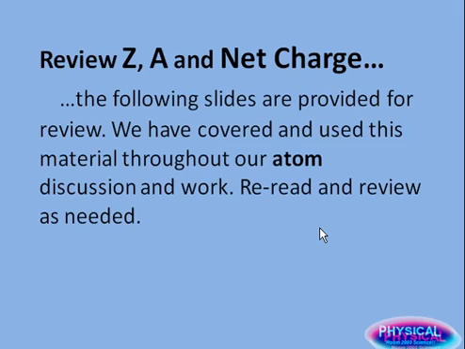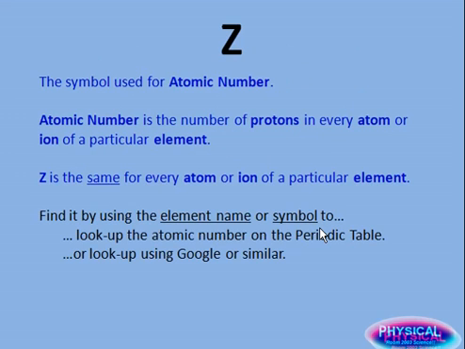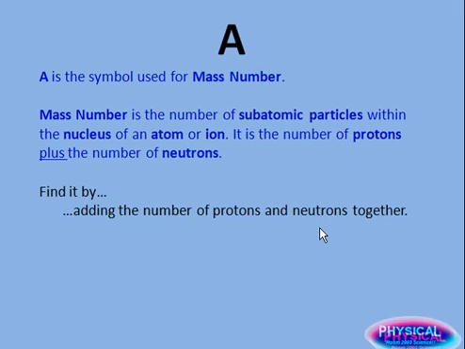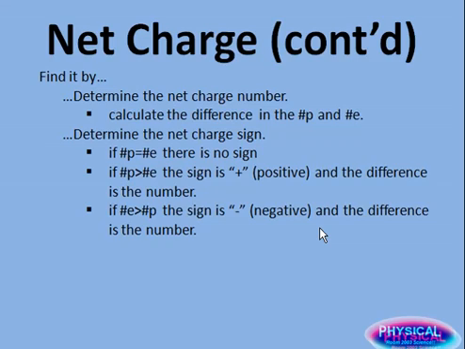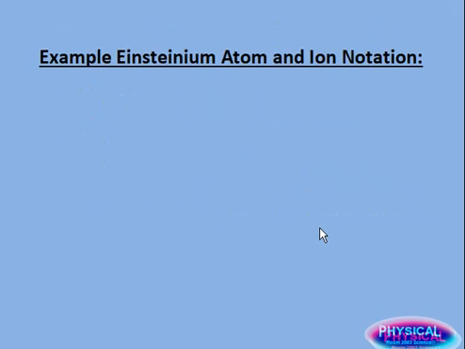So here we go. Z. A. Net charge. A little follow-up on net charge. And back to atom and ion notation.